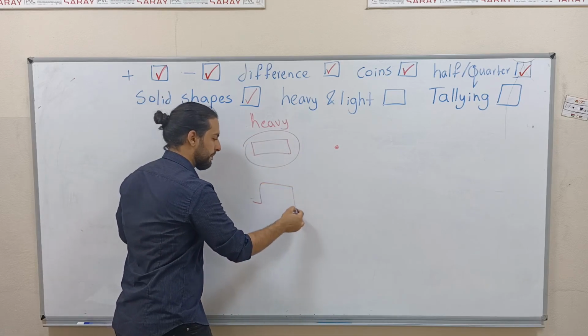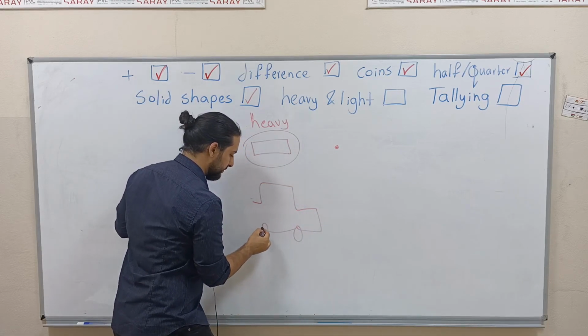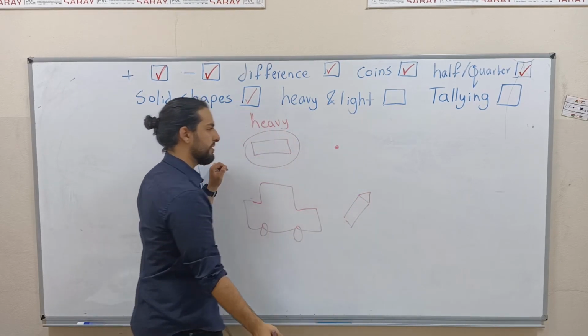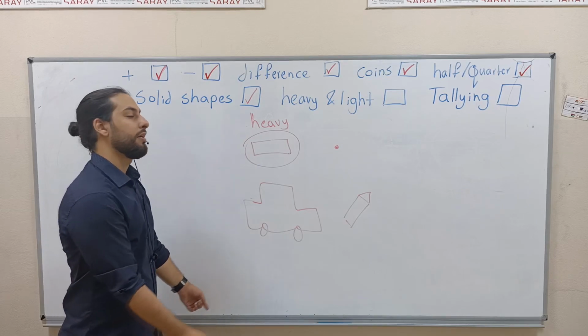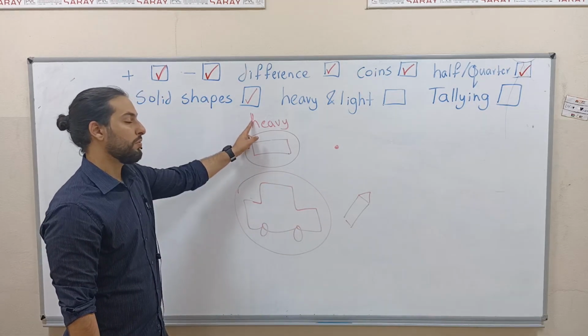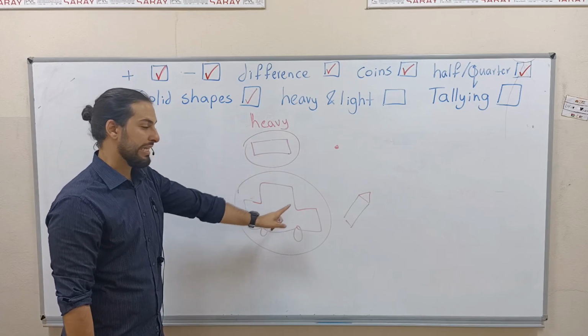So we have a car and a pencil. Which one is heavier? Which one is heavy? The car is heavier, so we circle the car. So when the question comes to heavy, we circle the one that is heavy.